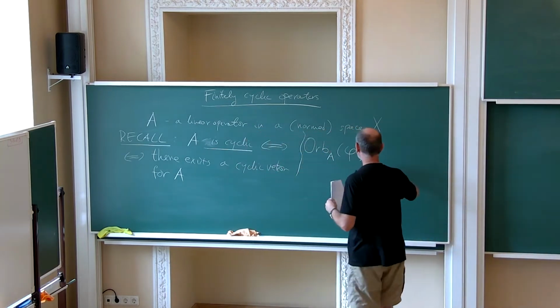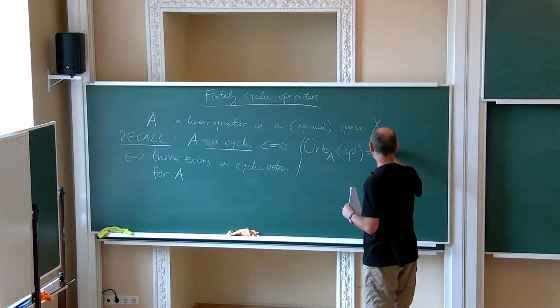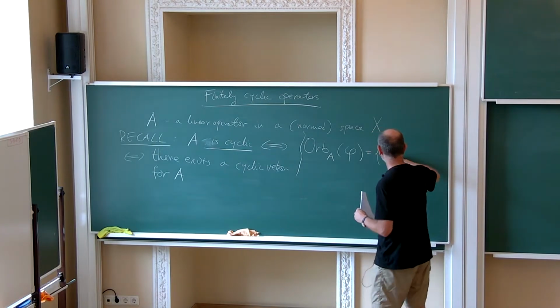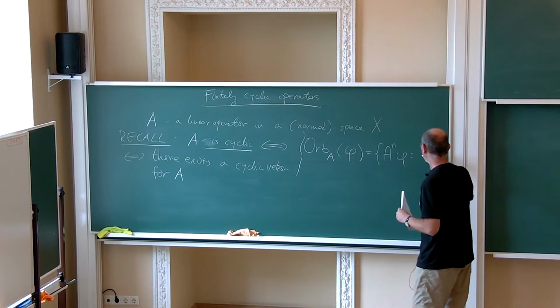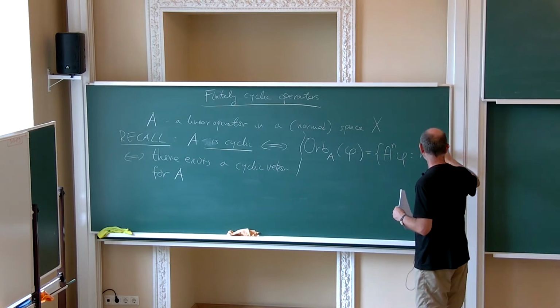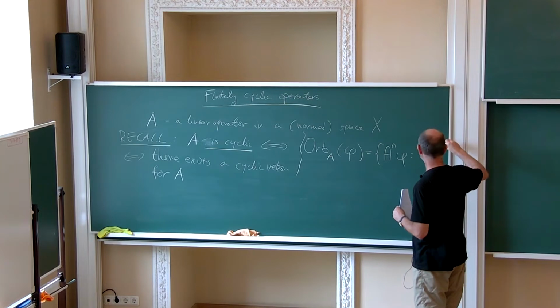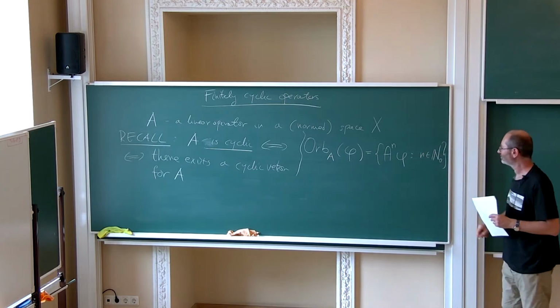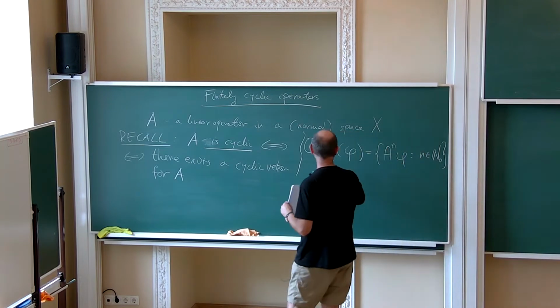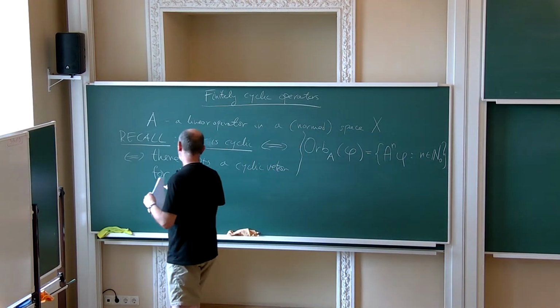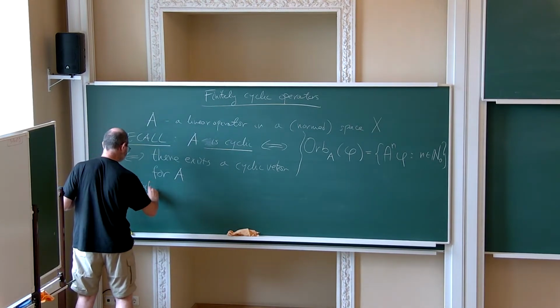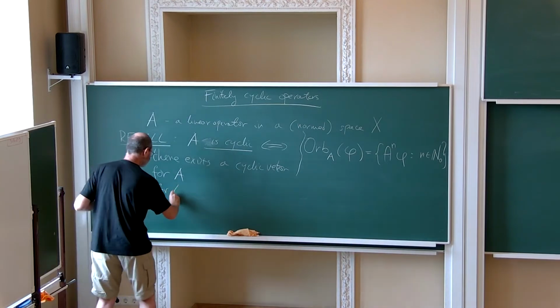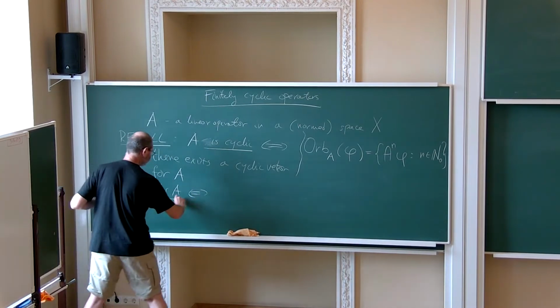Yes, what does it mean? Orbit, everyone can guess that the orbit is just the set of all powers A to the n on phi, where n is from the natural numbers, including also the zero number. And so phi is cyclic for A if and only if.